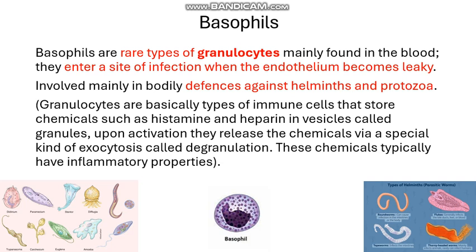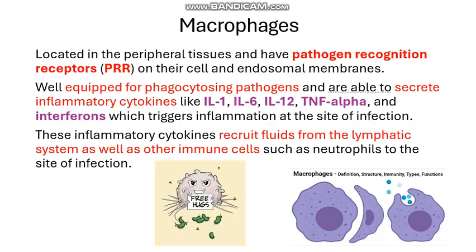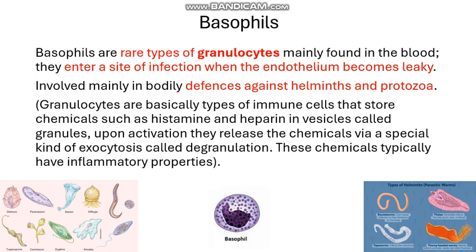Basophils are a rare type of granulocyte, mainly found in the blood. They enter the site of infection when the endothelium becomes leaky in a process called diapedesis. They're mainly involved in bodily defenses against helminths, shown on the bottom right, and protozoa, shown on the bottom left. If you don't know what granulocytes are, macrophages and dendritic cells also have granulocyte properties because they release cytokines. They're basically a type of immune cells that store chemicals like histamine and heparin in vesicles called granules.